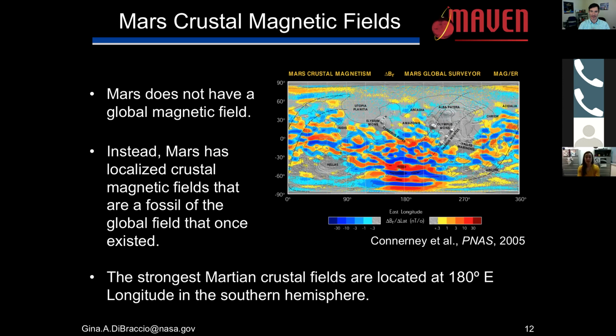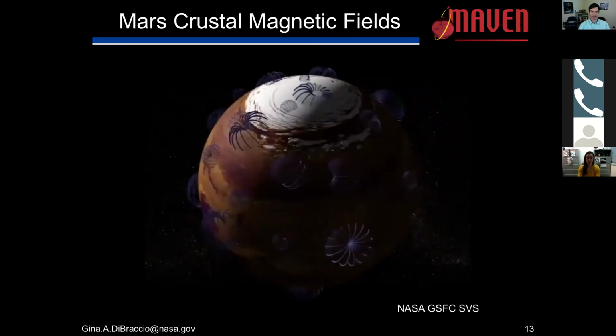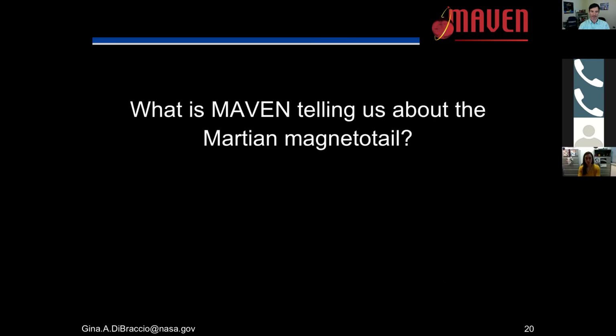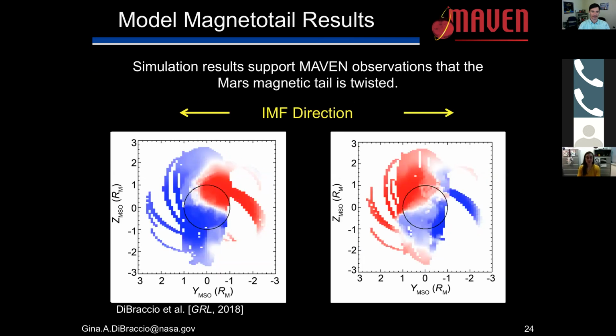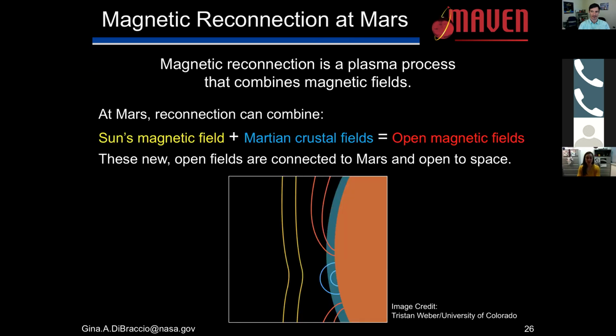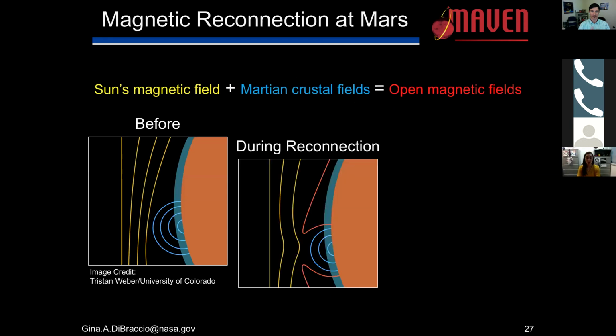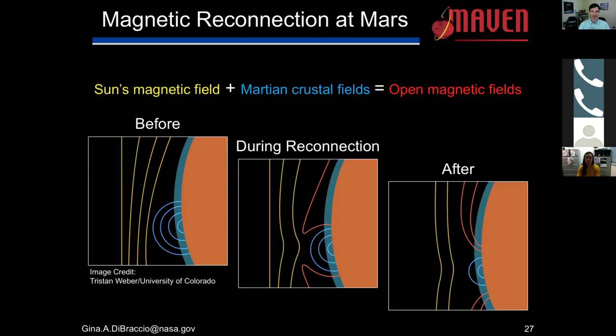Okay, so magnetic reconnection does occur at Earth, and it occurs in the same way. The MMS mission, the Magnetospheric Multiscale mission, is looking at magnetic reconnection at Earth. And so we still have reconnection happening at Earth, but instead of these blue crustal fields, it would be that global magnetic field.